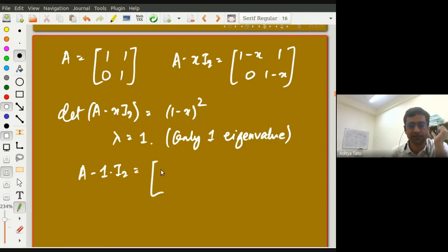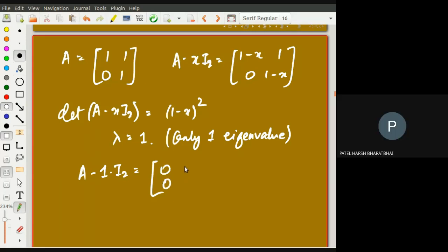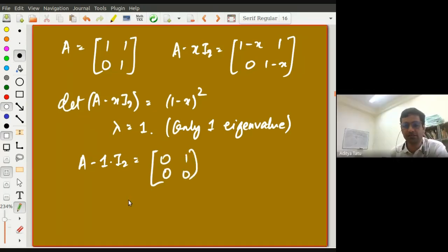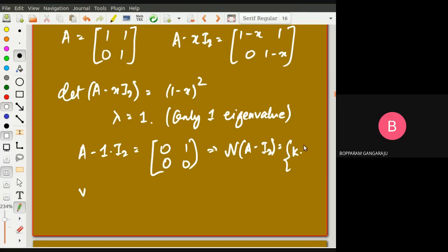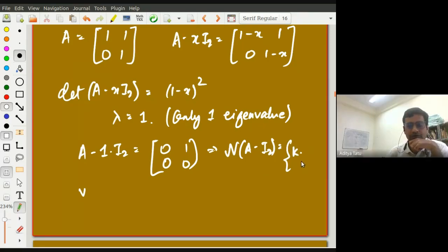Quick, don't think it's difficult to see. 0, 0, 1, 0. What is the null space of this matrix? K0? No. How can it be K0? I mean, K0 means the vector 0. That, of course, is in the null space. Is there any other vector?